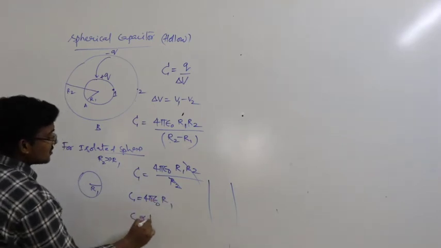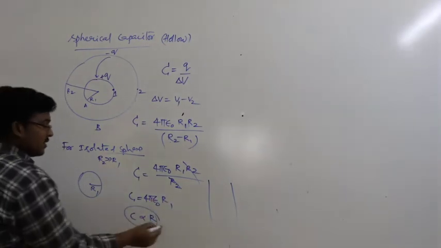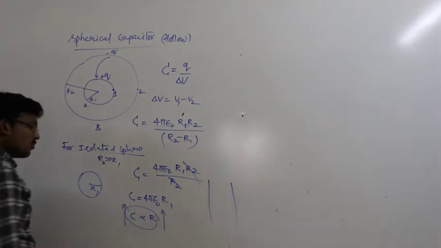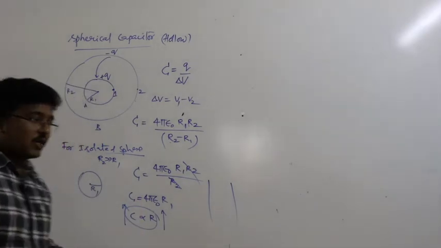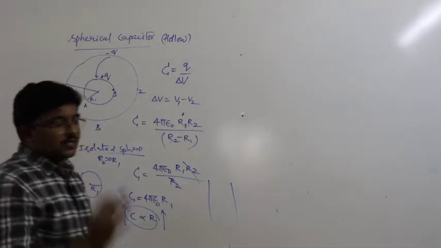So you can say that capacitance depends directly on radius. The bigger the radius, the more its capacitance, so more charge will be held by it. Okay, so this is what we discussed initially.